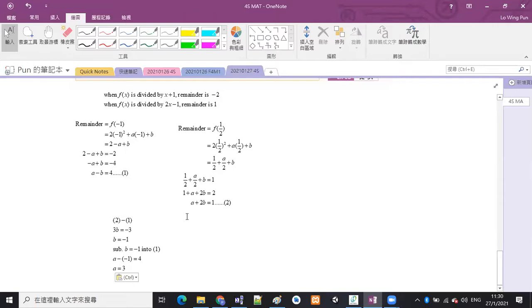So I just use equation 2 minus equation 1. The a term will be cancelled. For the b term, we have 2b minus negative b, which becomes 3b. And for the right-hand side, the constant term, we have 1 minus 4, that should be -3. So we can find that b is equal to -1. Then substitute b equals -1 into either one of the equations to get a equals 3. And that is the final answer: a is 3 and b is -1.